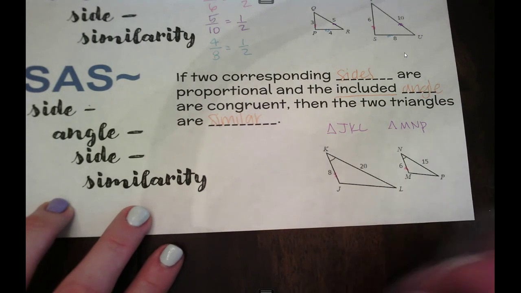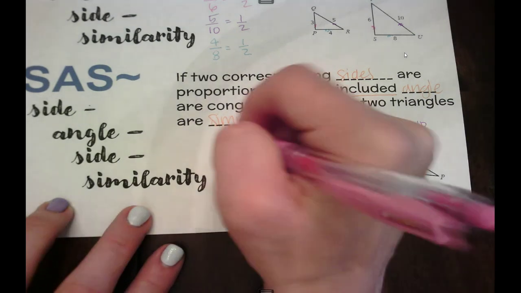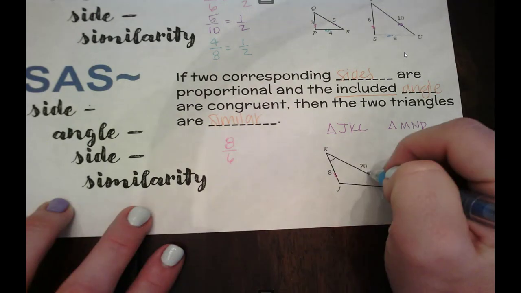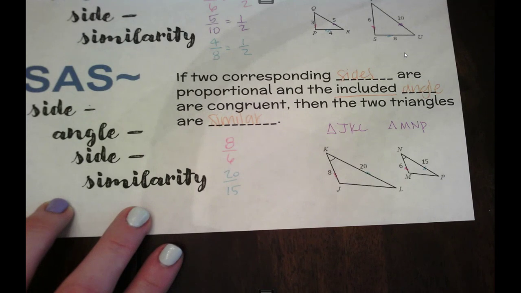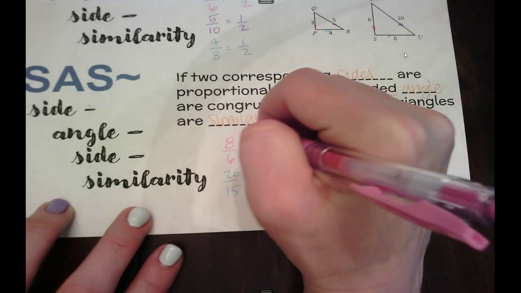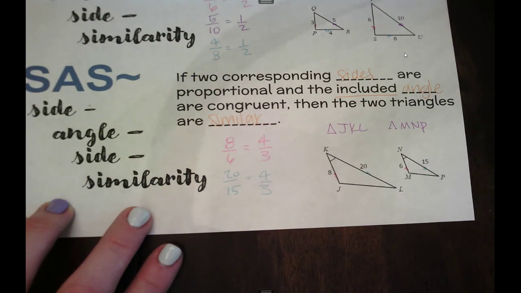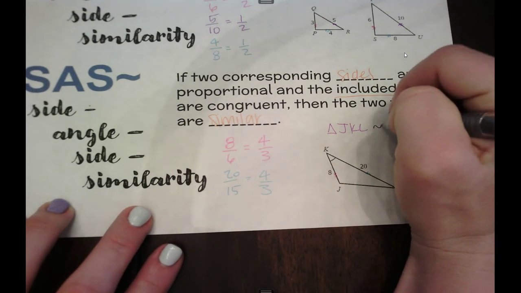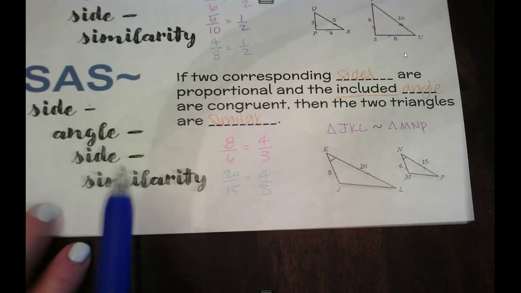Just make sure whenever you do both proportions, you put the same triangle on top and the same triangle on bottom. So I'm going to do 8 over 6, and then 20 over 15. Again, you need to reduce those fractions, and this reduces to 4/3. This also reduces to 4/3. So our two sides are proportional. We've got an included angle that is congruent. So these two triangles are similar based on side, angle, side.